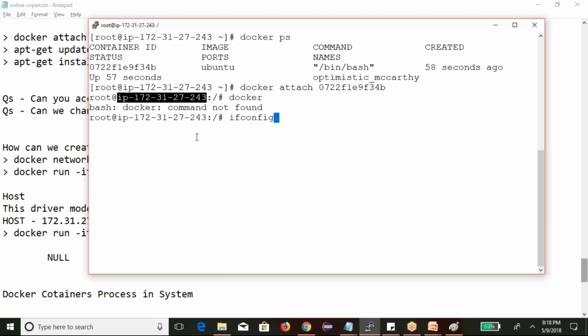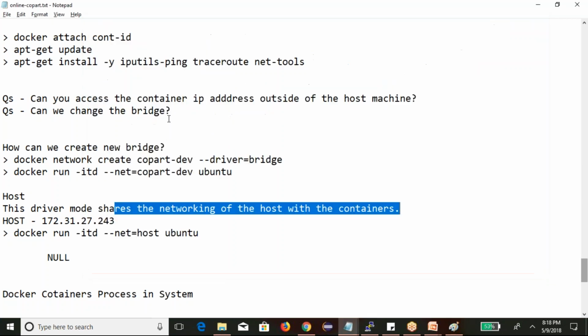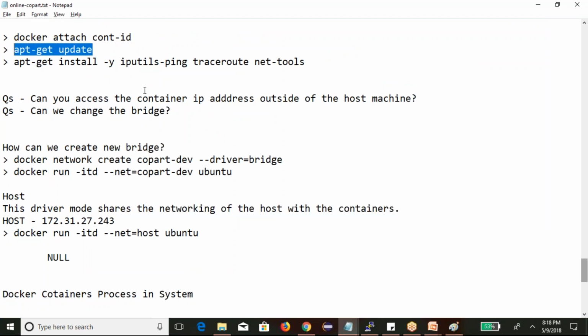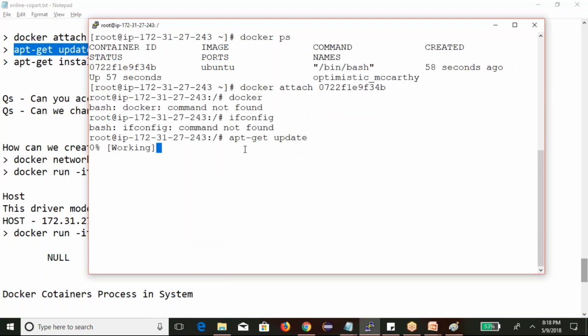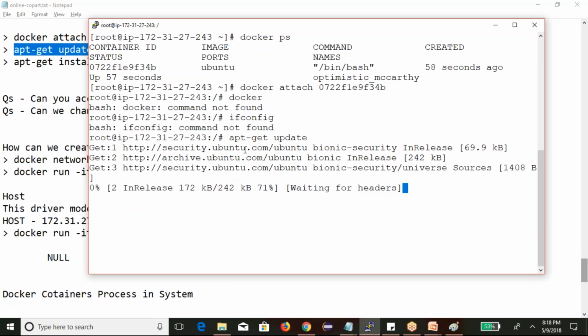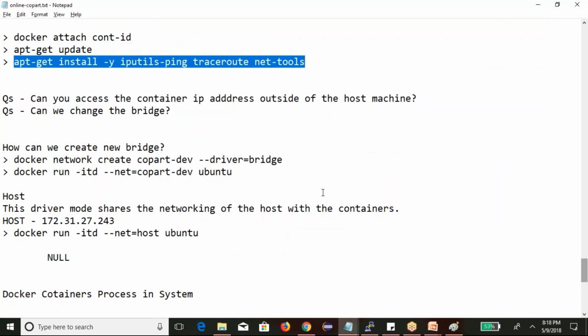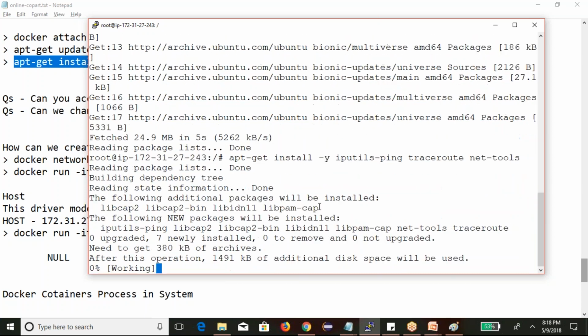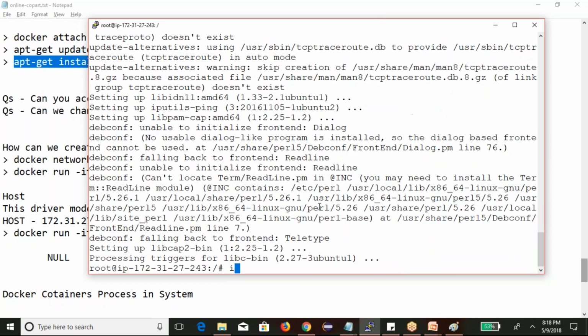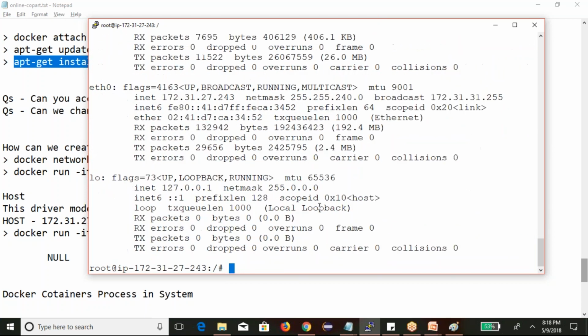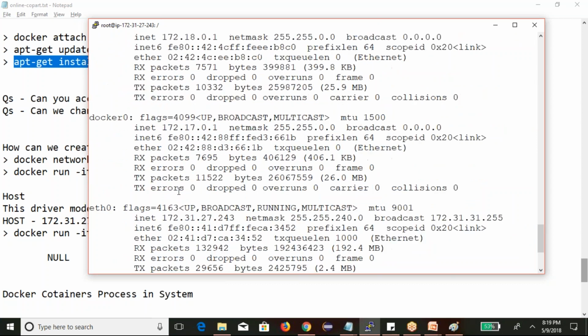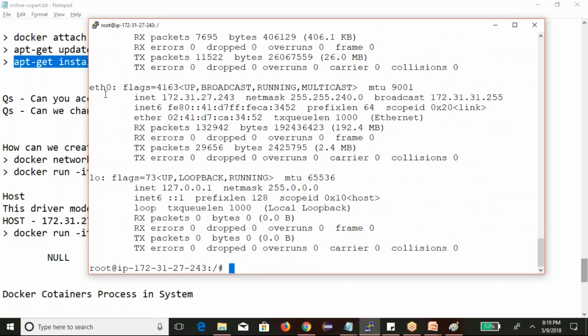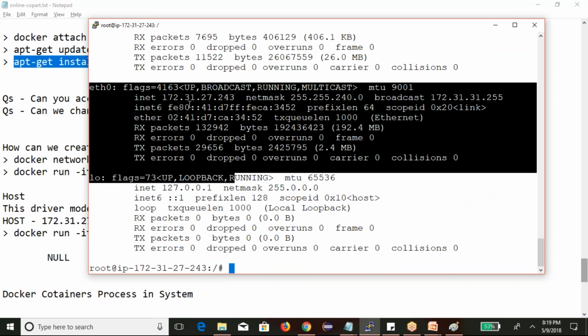Now if I do ifconfig, it will not work because I have to install the utility. Let me quickly install the utility. I'm updating, and then installing the utility. Now I do ifconfig. Now you see that the IP address is the same as what I had in the host machine.